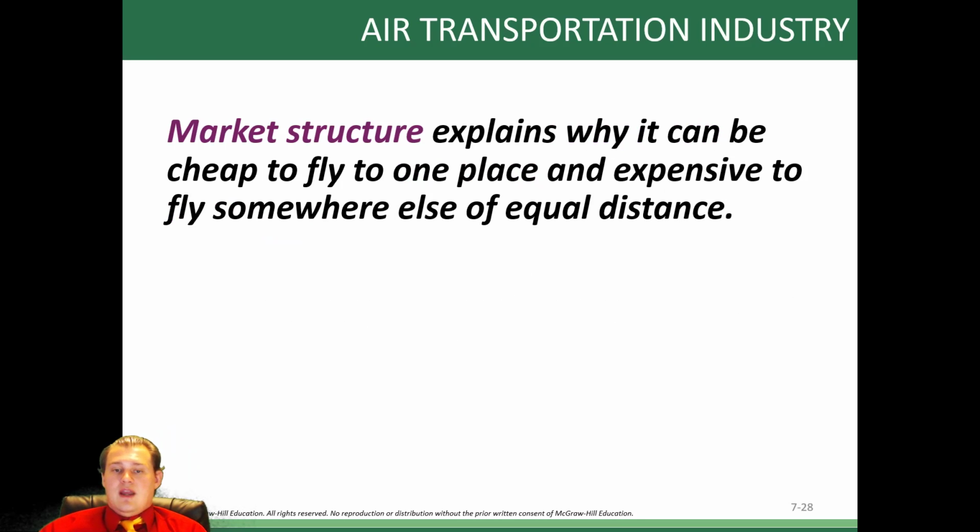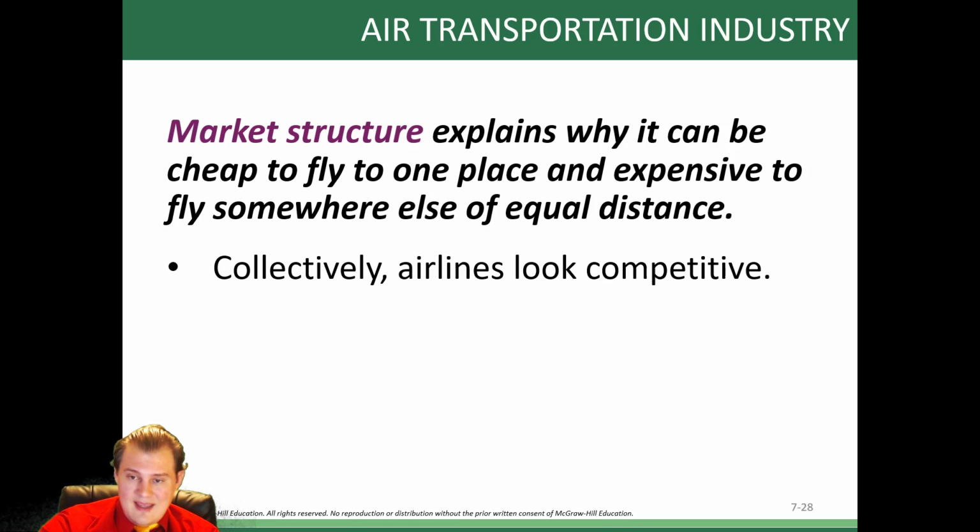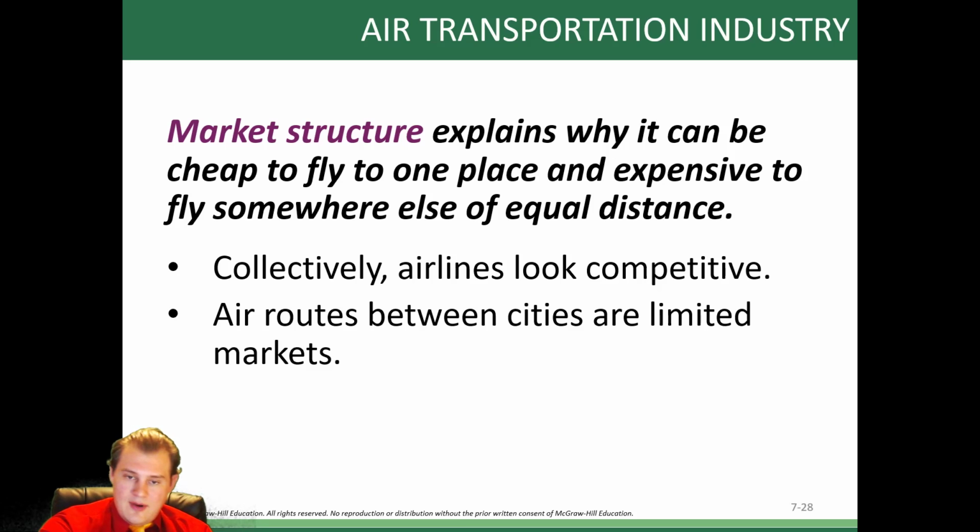Market structure explains why it can be cheap to fly to one place and expensive to fly somewhere else of equal distance. Yes, this is correct. This is why airline prices are always scattered and crazy. Collectively, airlines are competitive. You have lots of airlines doing lots of routes, so you think, oh, prices will be okay. The problem, though, is that air routes between cities are limited. So on certain routes, there might only be one carrier flying it.